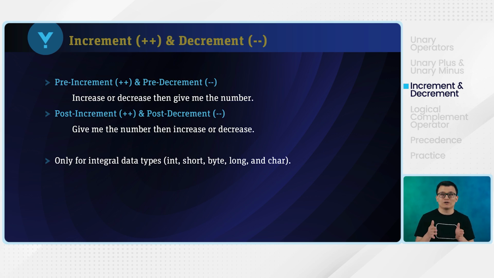It is going to give the current value first, and then it's going to increase or decrease the value by 1 afterwards. Where the pre, it is going to immediately increase or decrease the value of that operand. Okay. And yes, the increment and decrement operator, you can only use it with the integral data types such as int, short, byte, long, and char. It can also have integer numbers. So you can only use them with those data types.